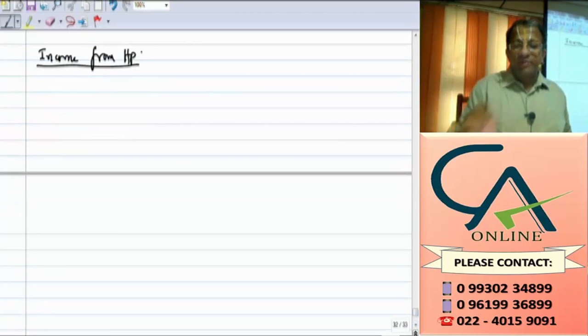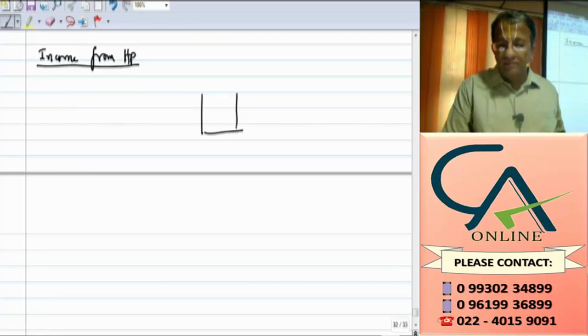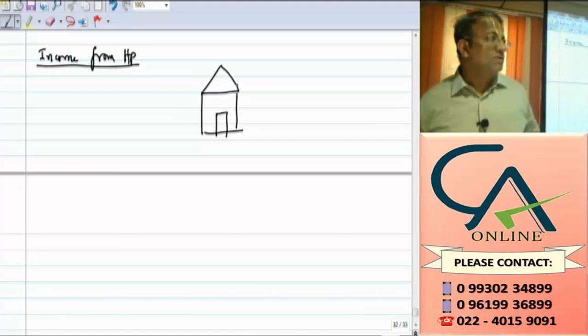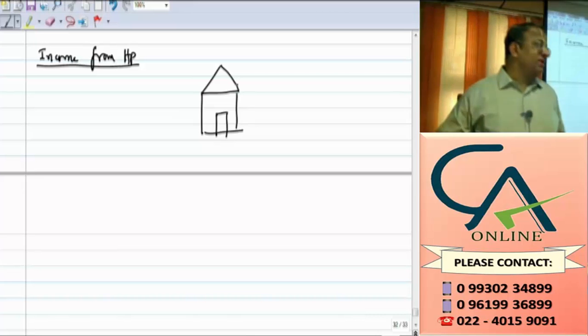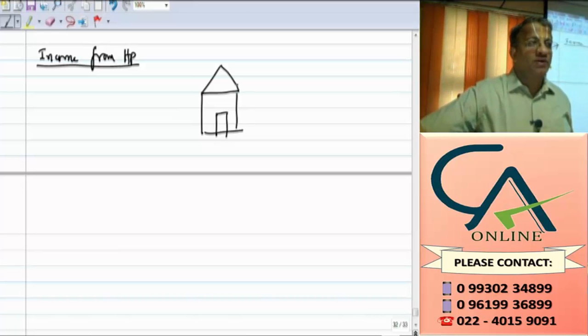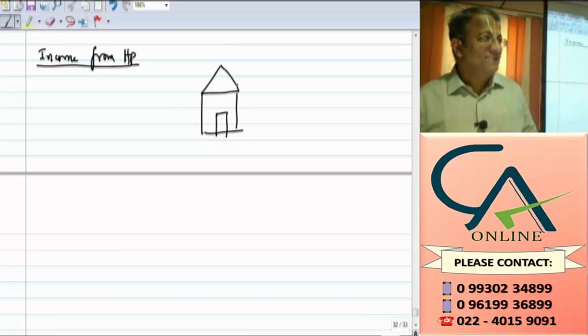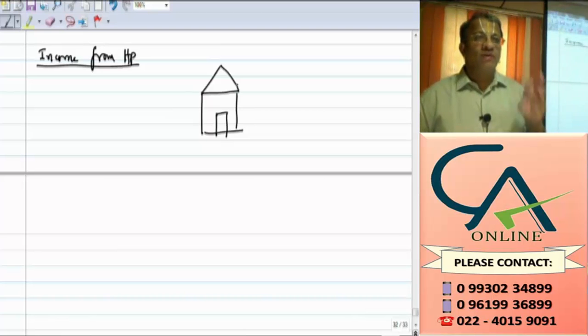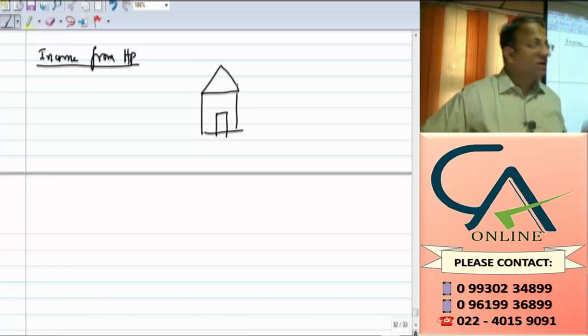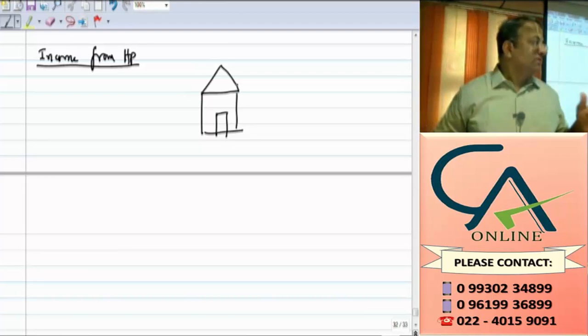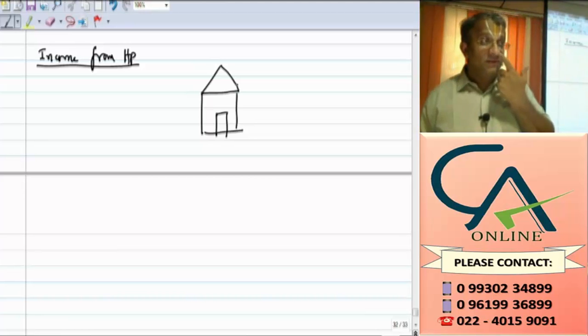So, income from house property. What is this? In computer and all that you see, in some website, they just put it like this. What is this? Home page. Correct, no? So the symbol icon for home is this. Correct or incorrect? Am I telling truth or am I forcing something on you? You people know. This is the home page.